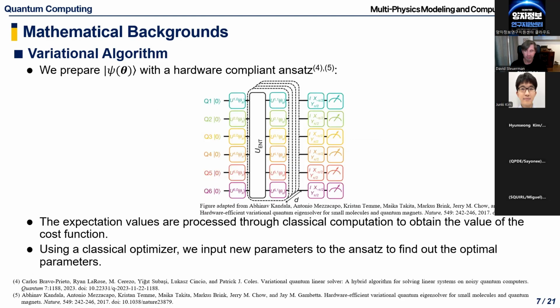For the variational algorithm, we prepare psi theta with the hardware-efficient ansatz constructed only with layers of Ry, Rz, and CNOT gates. The expectation values are processed through classical computation to calculate the cost function. For the classical optimizer, we use the Powell optimizer, a gradient-free one. We generate another set of parameters to plug into the quantum ansatz and proceed iteratively.